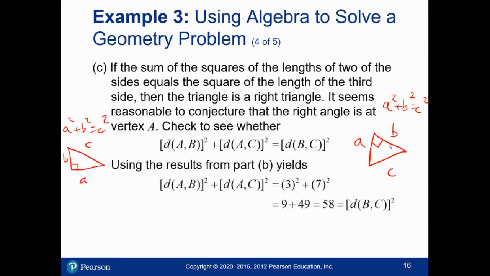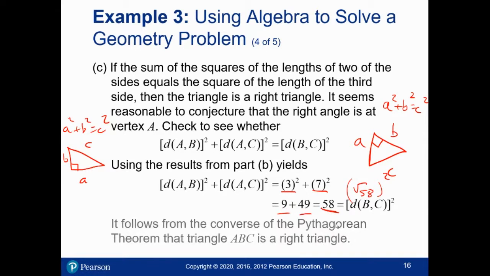So in our triangle we had a 3 and a 7, those were our short lengths. And our long length was root 58. And what's root 58 squared? Well, it's just 58. And observe, 3 squared plus 7 squared really is the square root of 58 squared. It's 58. So yes, this is a right triangle because the square of two sides added together was the square of the third.